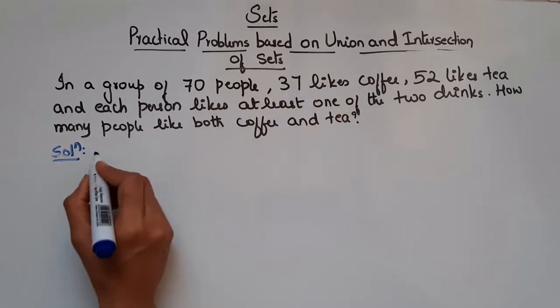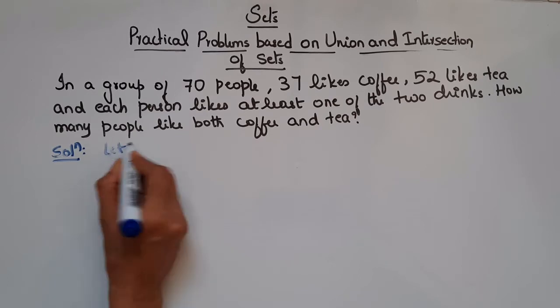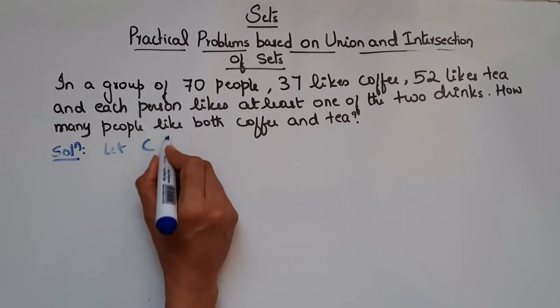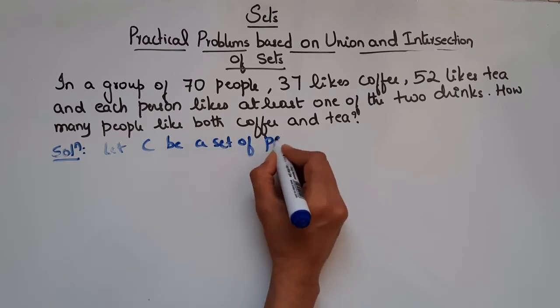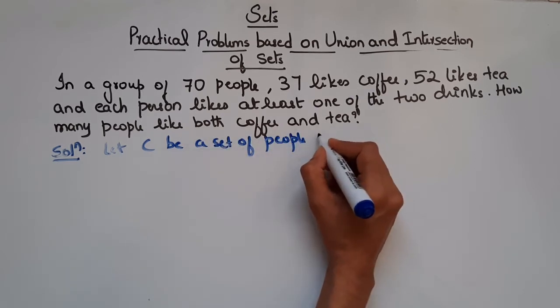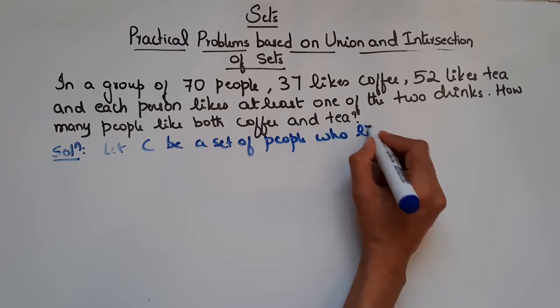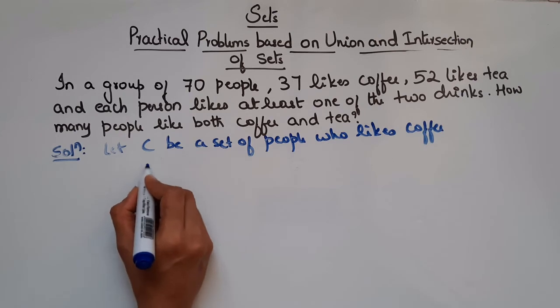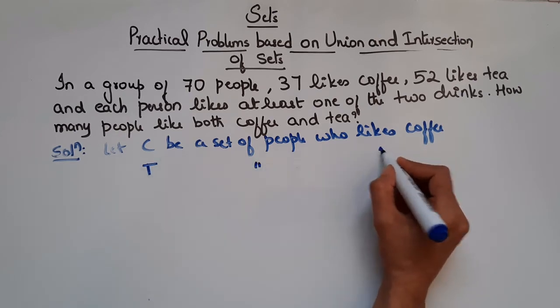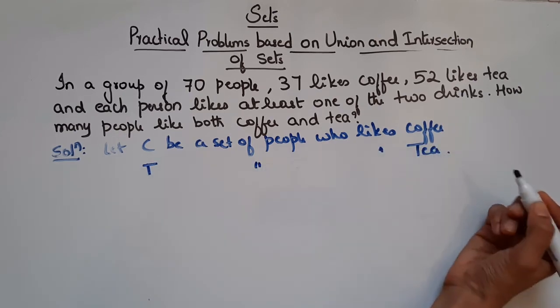So first, let C be the set of people who like coffee, and let T be the set of people who like tea. So let's read the question.